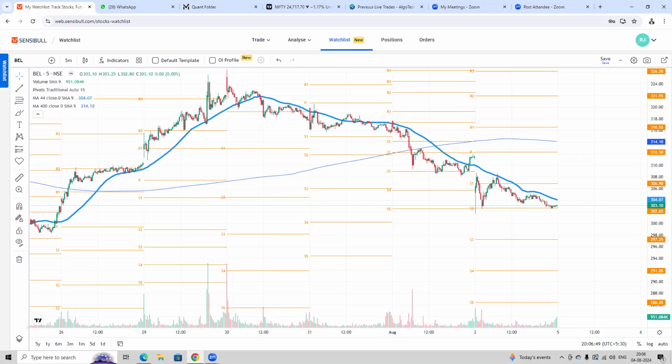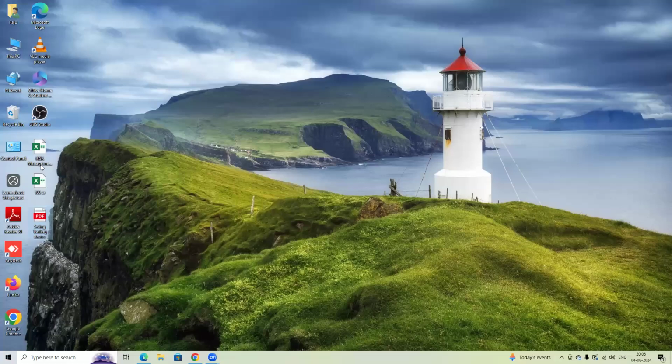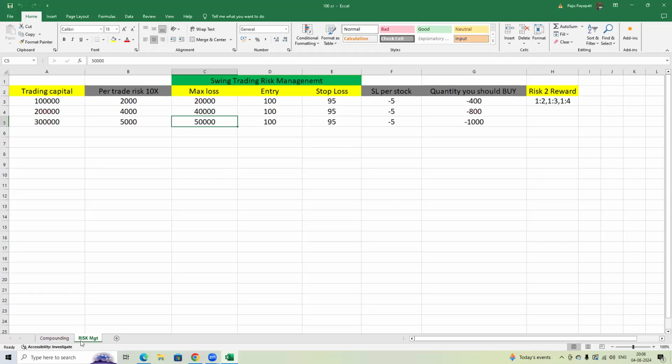Okay, let me show you how you should handle risk management, how exactly you should manage it. I have made a simple Excel formula for swing trading, to manage your risk.